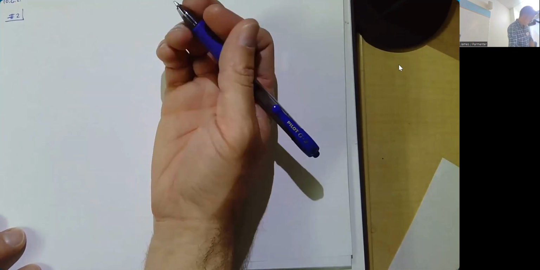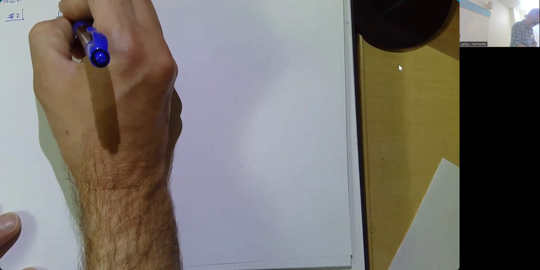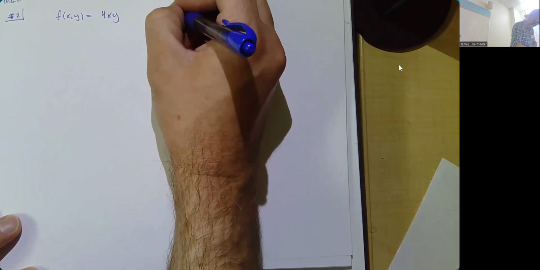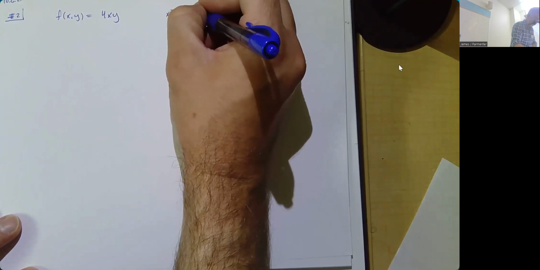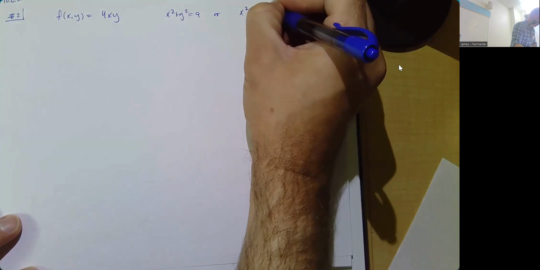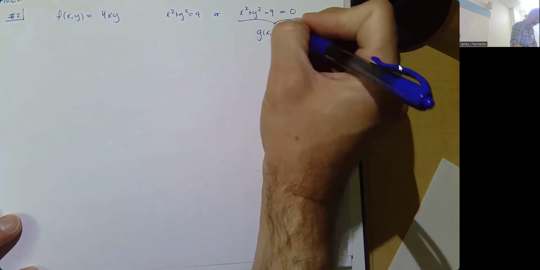10.6.2. Use Lagrange multipliers to find the absolute extreme values of f(x, y) equal to 4xy, subject to the constraint x squared plus y squared equal to 9, or I would prefer to write this as x squared plus y squared minus 9 equal to 0. That's our g(x, y).